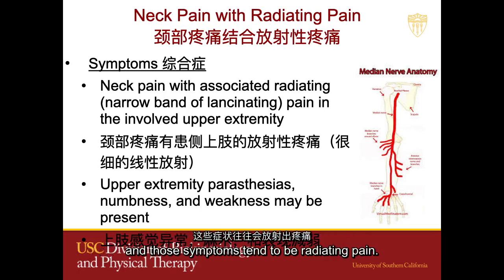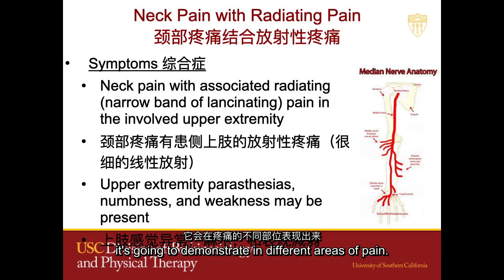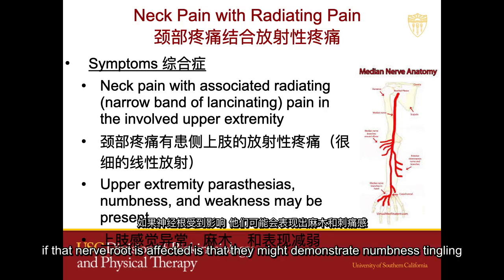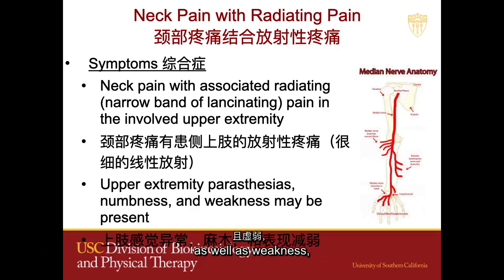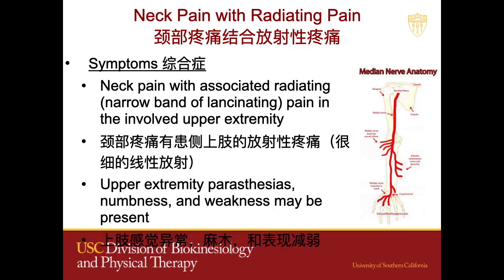And those symptoms tend to be radiating pain, so a narrow, sharp shooting pain that's going down the arm, and depending on which nerve is the most affected, it's going to demonstrate different areas of pain. The other big thing if that nerve root is affected is that they might demonstrate numbness, tingling, as well as weakness. And that weakness is what makes our doctors nervous and just helps them to decide if they should be doing surgery for this patient.